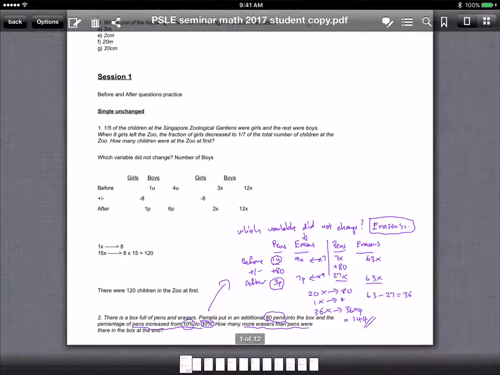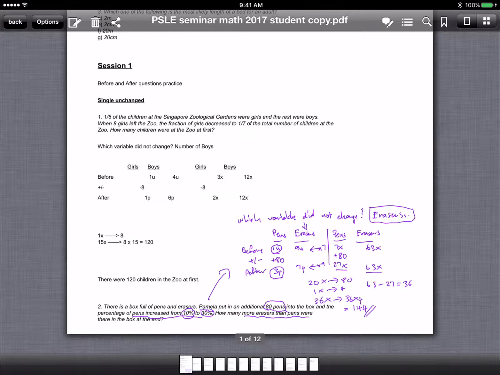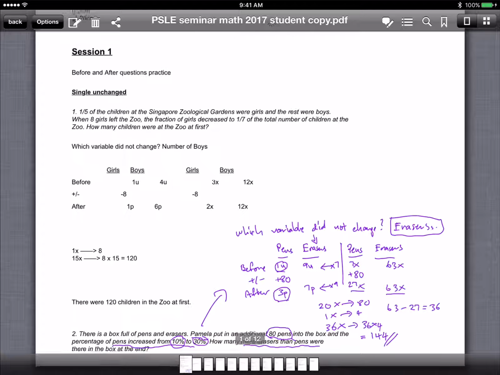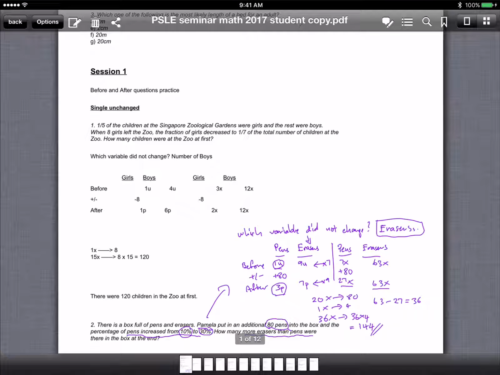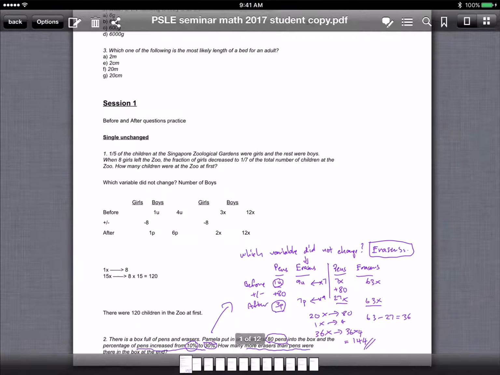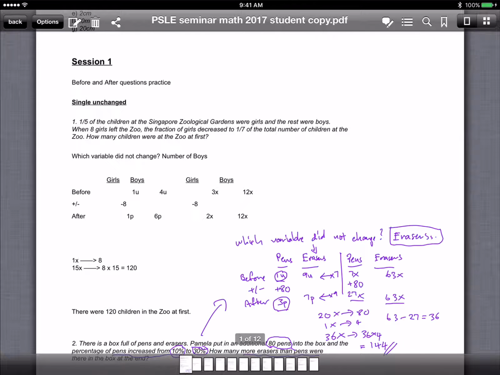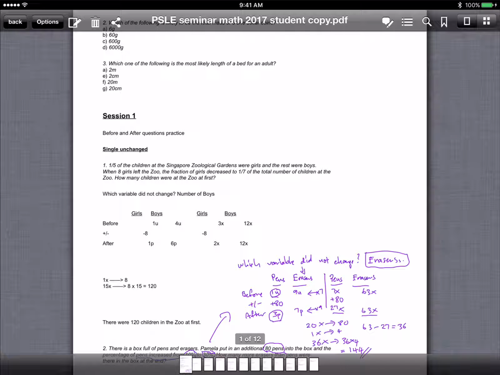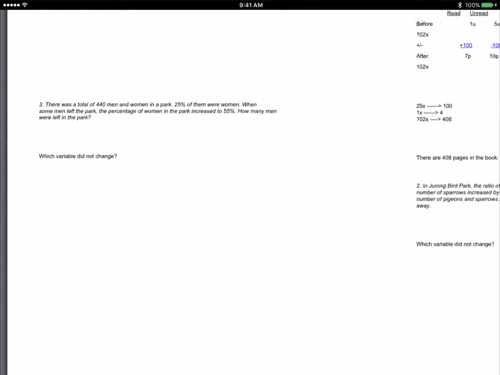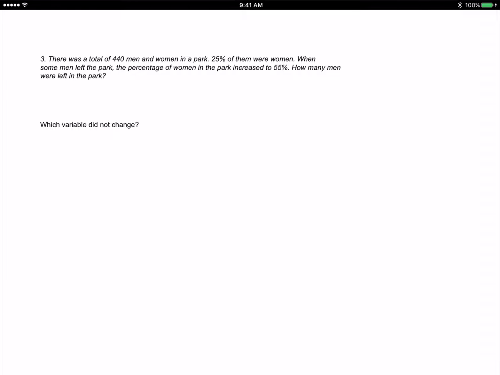Okay, apologize for the wrong numbers. I'm not sure why, but when I do the conversion from Word to PDF, it just changed. So you just have to refer to the correct question, and the solutions are in purple. Alright, so next question.